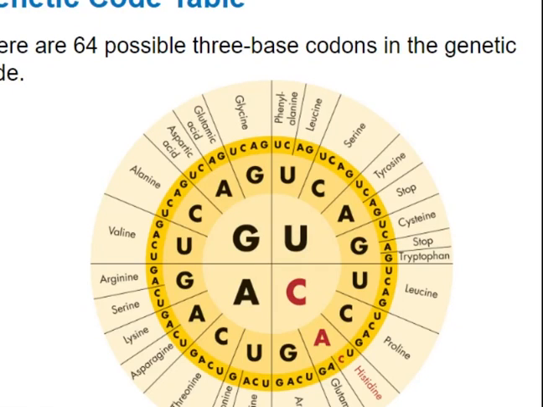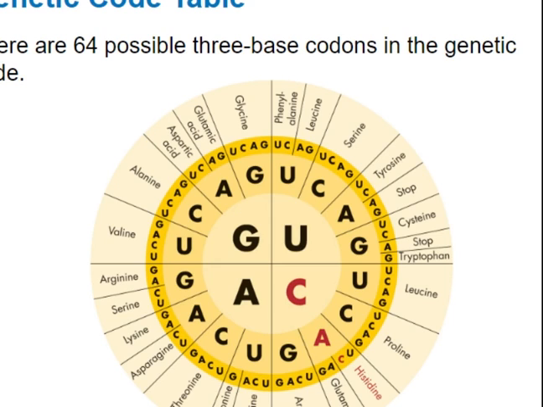Each codon is 3 bases long. And since each codon is 3 bases long, and there are 4 possible bases, that means there are 64 possible combinations of 3 bases. 4 times 4 times 4 is equal to 64. So that means there are 64 codons that can exist in the genetic code. Reading them is simplified by the use of this genetic code table.